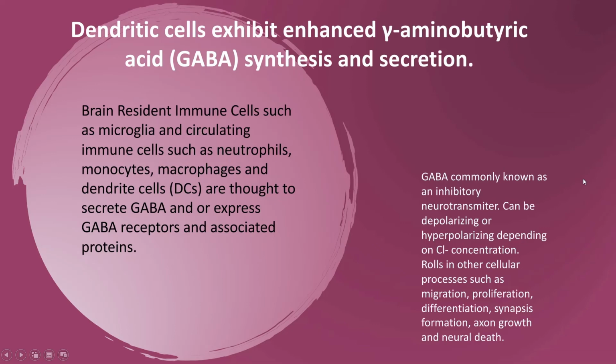Shortly after T. gondii actively invades host cells, dendritic cells exhibit enhanced GABA synthesis and infected cells secrete GABA. Brain-resident immune cells, such as microglia, and circulating immune cells, such as neutrophils, monocytes, macrophages, and dendritic cells, are thought to secrete GABA and/or express GABA receptors and associated proteins. GABA is commonly known as an inhibitory neurotransmitter, but can be depolarizing or hyperpolarizing depending on chloride concentration. It has roles in other cellular processes, such as migration, proliferation, differentiation, synapse formation, axon growth, and neural death.